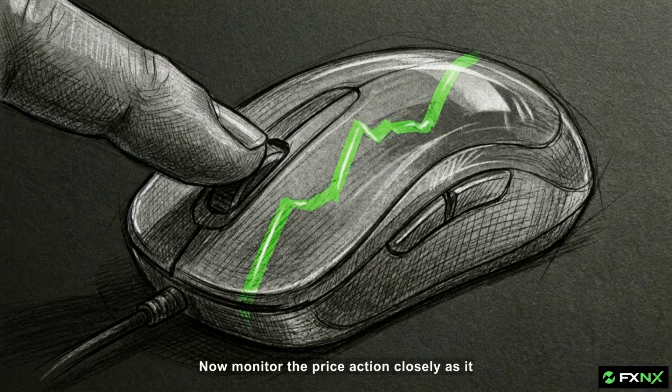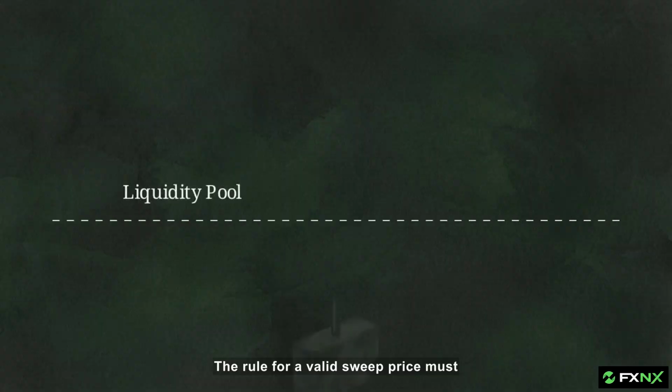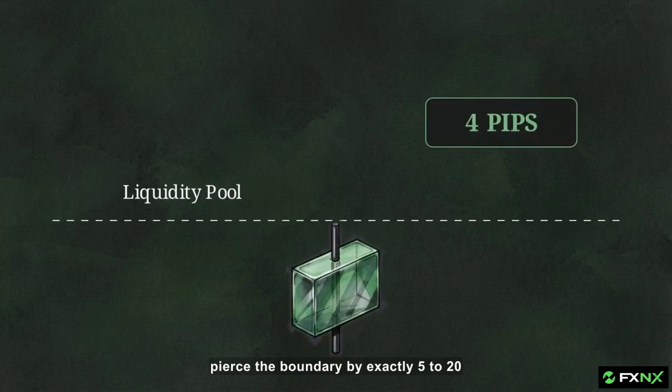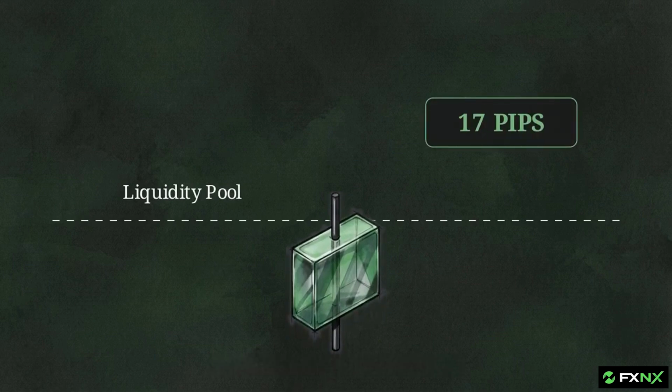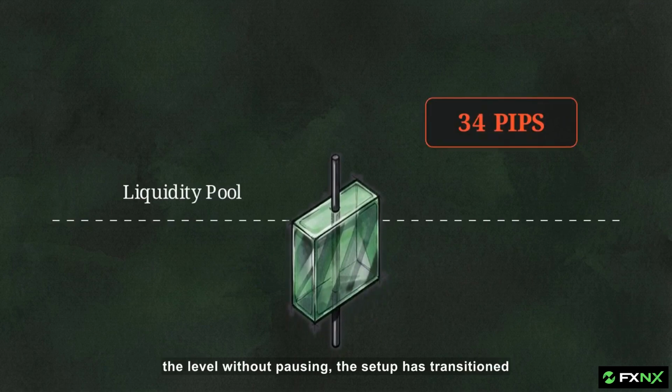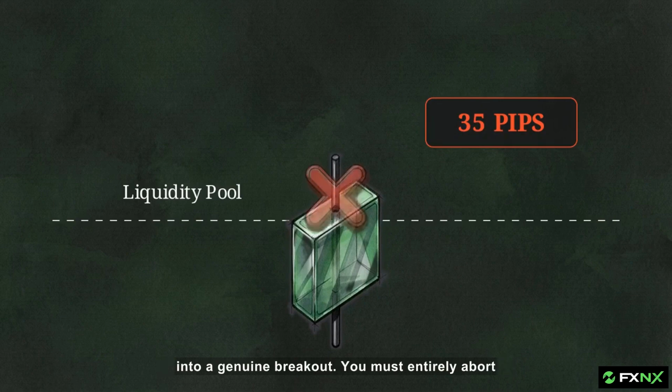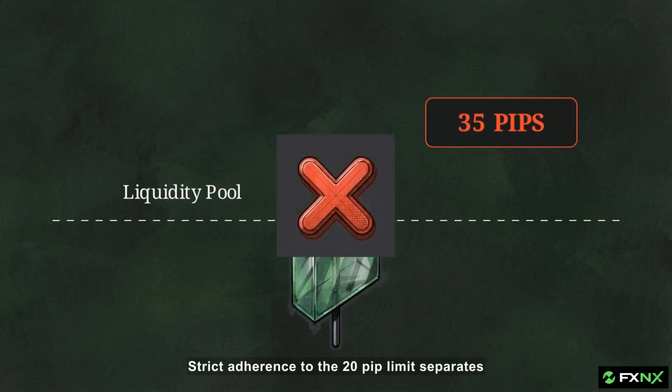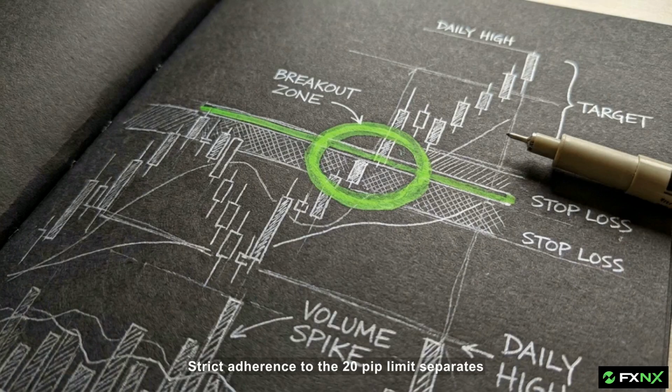Now, monitor the price action closely as it approaches these horizontal boundary lines. The rule for a valid sweep: price must pierce the boundary by exactly 5 to 20 pips. If price pushes 30 or more pips beyond the level without pausing, the setup has transitioned into a genuine breakout. You must entirely abort the trade. Strict adherence to the 20-pip limit separates a calculated liquidity grab from a dangerous runaway trend.